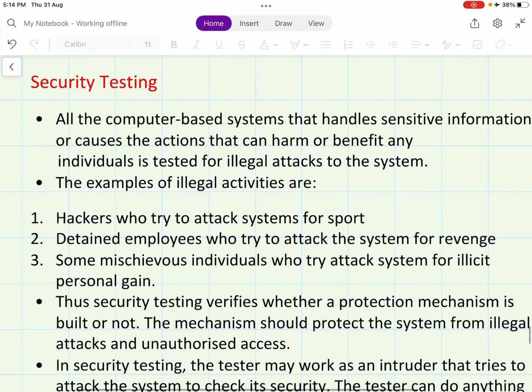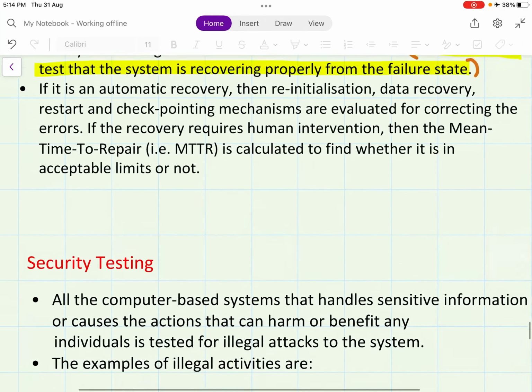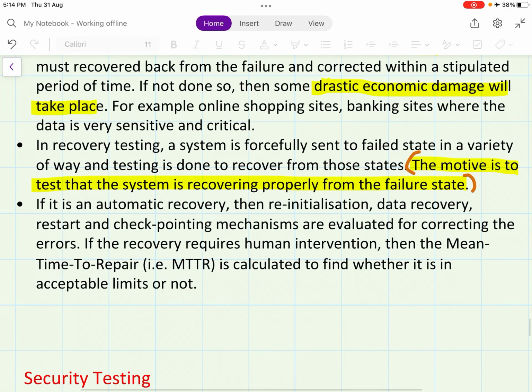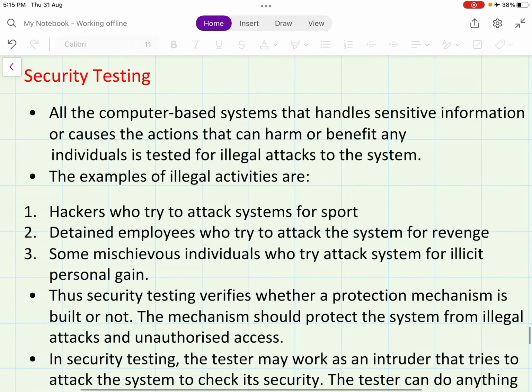Next is security testing. So we saw recovery testing. What was recovery testing? Basically, you forcefully send the system to a failed state in a variety of ways, and then testing is done to recover back from that state. So from that failed state, you are bringing back the system. What is the motive? The motive is to check whether the system is recovering properly from that failed state or not.